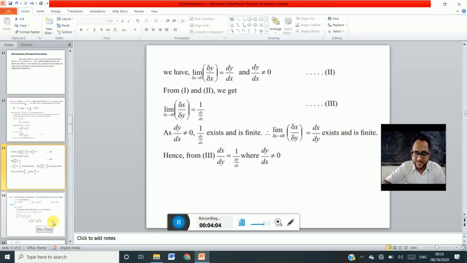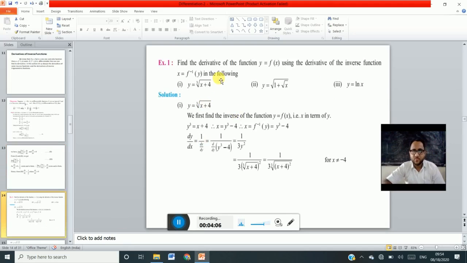Then see the examples depending on this. Find the derivative of the function y is equal to f of x using the derivative of the inverse function x equals f inverse of y in the following functions. These are the three functions given. We see one by one.